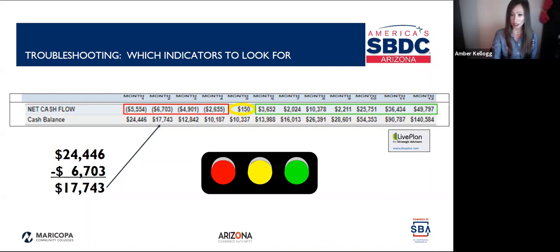And as you see, it just continues. So the third month, you minus the 4,900, it gives you 12. You minus the 26, it gives you the 10. It's not until the fifth month that we are what we call breaking even. Even though we're not negative, we're just a little positive at $150. We call that breaking even.